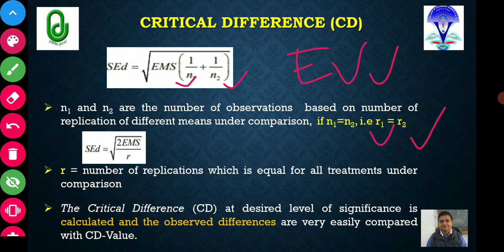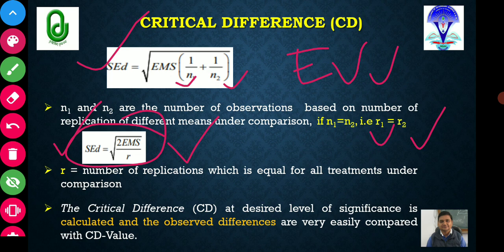So suppose you are having equal replication, as we have seen in our example. When we tested the five different feed samples, we had equal replication. That is, all the treatments were replicated 4 times. So in such cases, the formula will be: standard error of difference is equal to the square root of 2 times error mean square divided by R, where R is the number of replications, if the replications are equal. If they are not equal, then we have to go by the earlier formula.